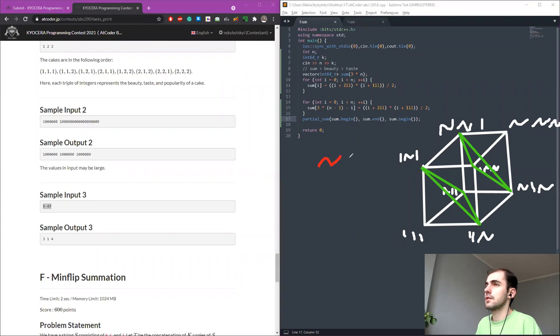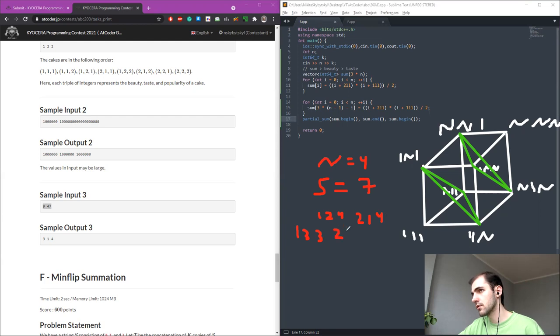Okay. Say n is equal to 4. Which values can we have? What we are looking for now is sum of 7, I believe. So we have 1, 2, 4, 2, 1, 4. Then there is 1, 3, 3, 2, 2, 3, 3, 1, 3.